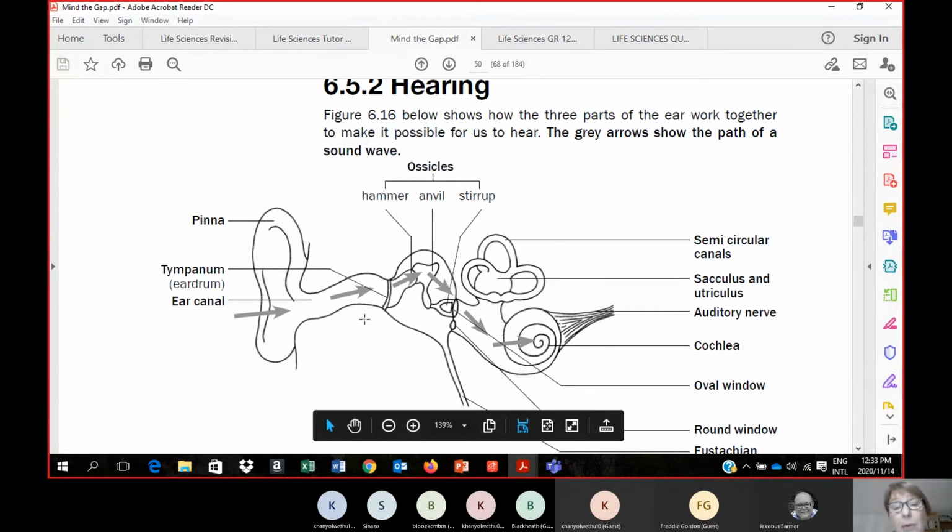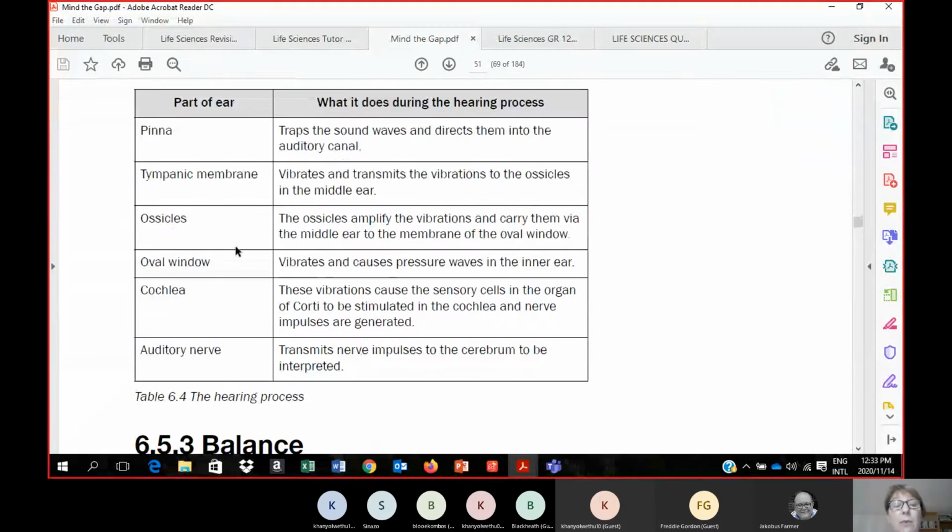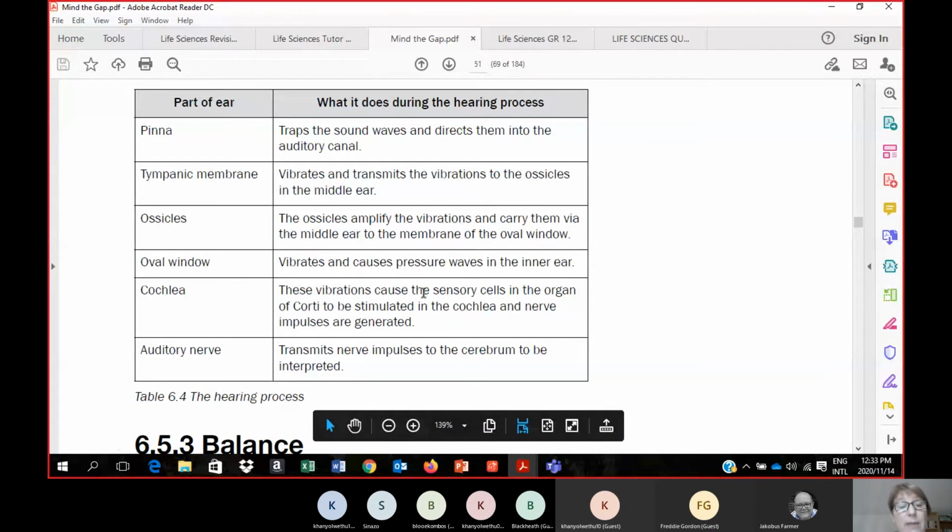So this is the pathway, and I've actually very briefly described what each part of the ear does as well. So there we've said what the ossicles do, and we've spoken about the organ of Corti, and so on, and we've spoken about the auditory nerve as well.